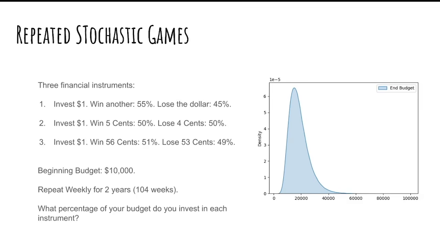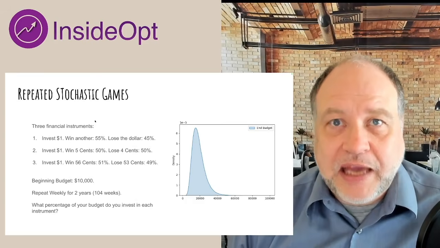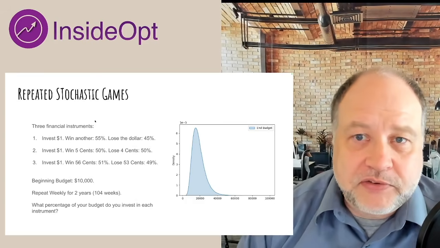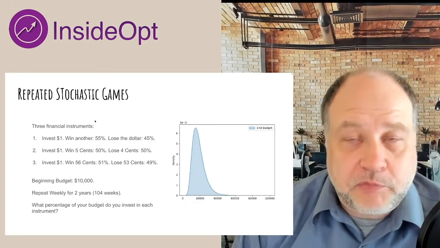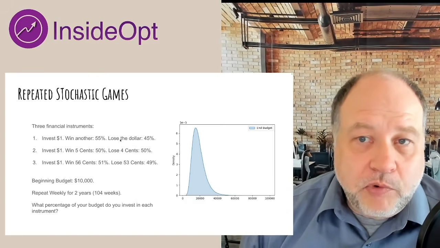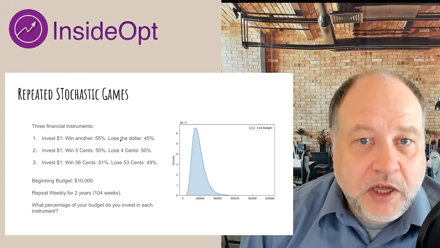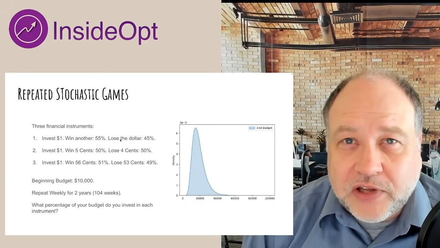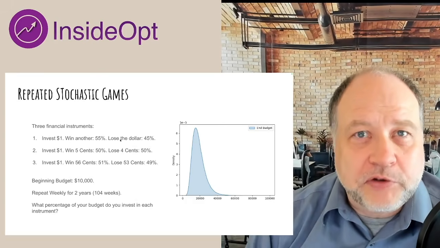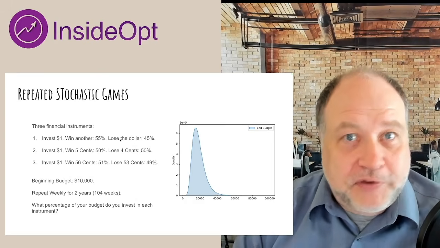If we do that, we might say, okay, let's look at the expected gains from all of these investments. All of them have positive expected value. The first one makes us, on average, 10 cents for every dollar invested. The second one only makes us half a cent for every dollar invested, and the last one 2.6 cents for every dollar invested. So this is a very simple knapsack problem.